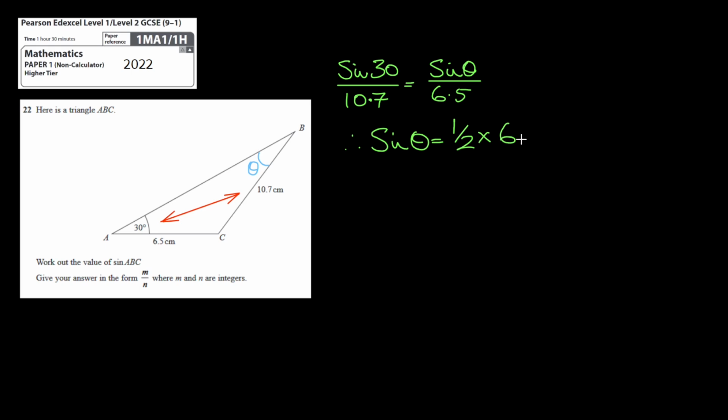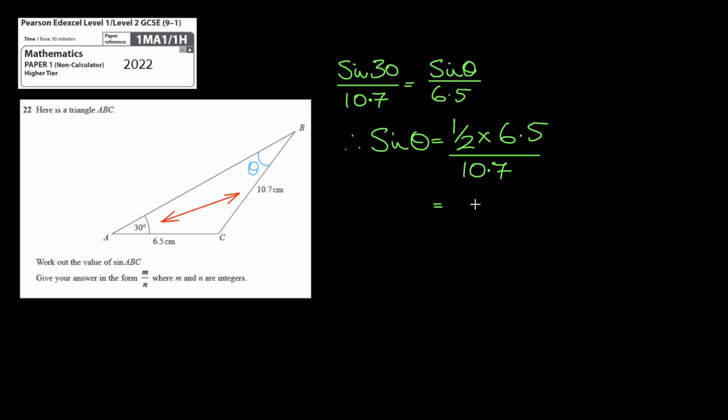Okay, so I can say that sine 30 divided by 10.7 must be equal to sine, well, let's call this angle theta, sine theta divided by 6.5. So therefore, cross-multiplying, sine theta is equal to, sine 30 is a half, and we multiply that by 6.5, and we divide everything by 10.7.